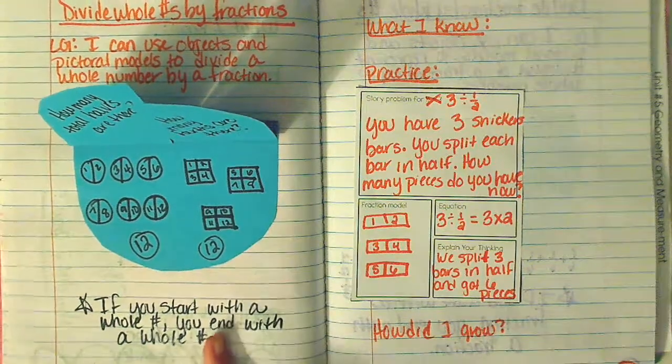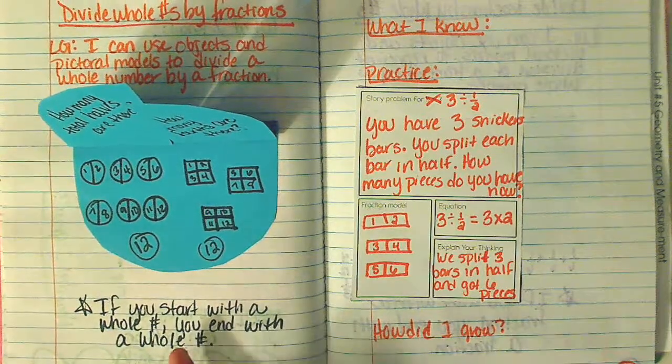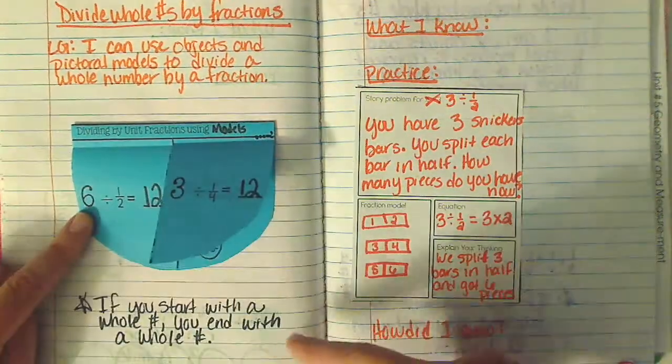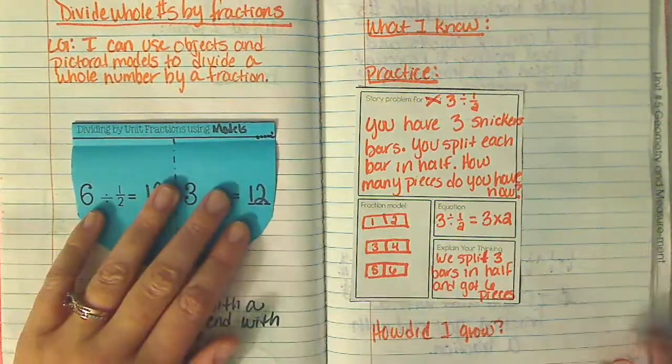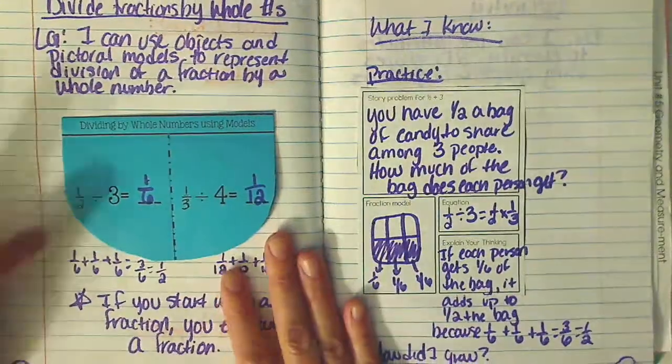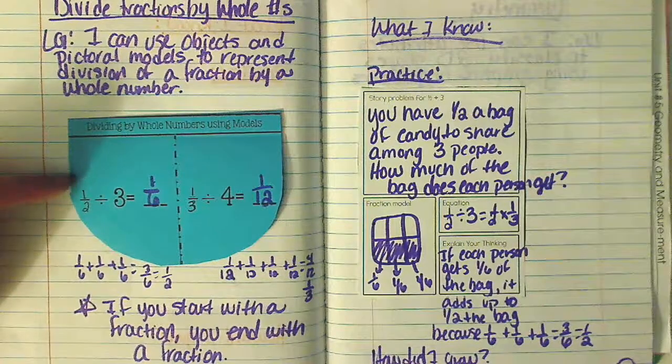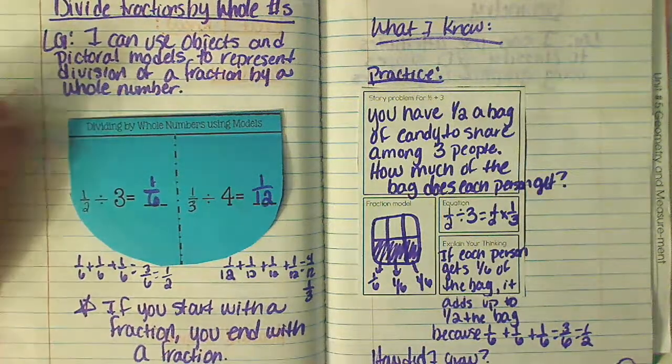We do talk about this, but not till later on in the week. It's just a little hint for them. If it starts with a whole number, then we end with a whole number, and then that takes us to, if you start with a fraction, you end with a fraction. And so like in this one, we're taking 1/2 divided by 3, and that gives us 1/6.